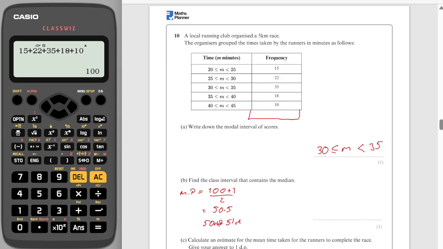So we then keep a look at our cumulative frequency. So 15 plus 22 is going to be equal to 37, and then 37 plus 35 is going to be equal to 72. So our 50th and 51st both fall into that group, so the class interval that contains the median will also be that group.